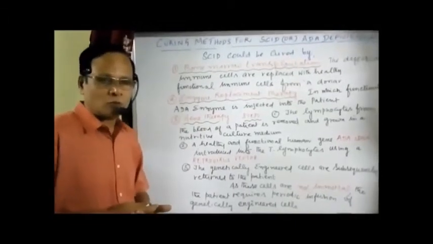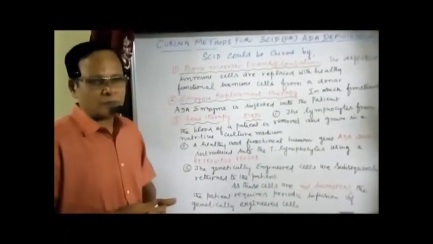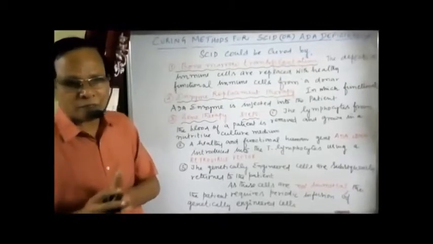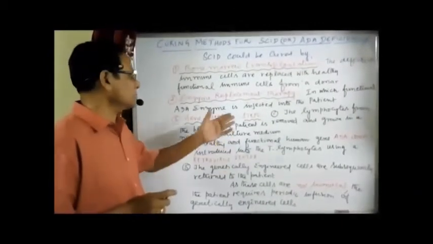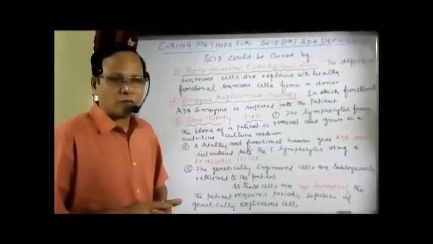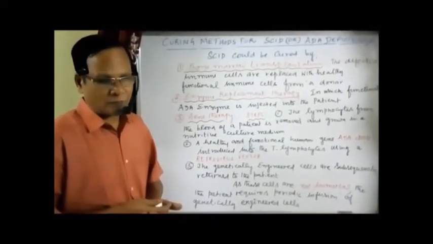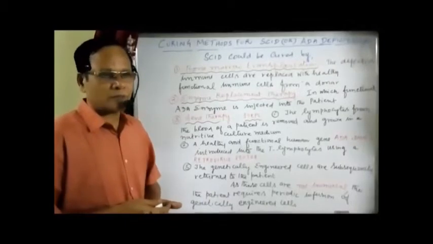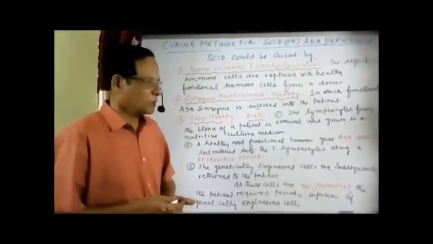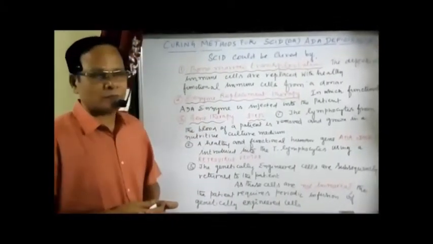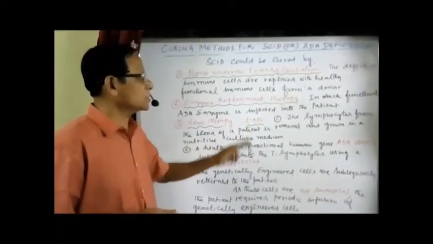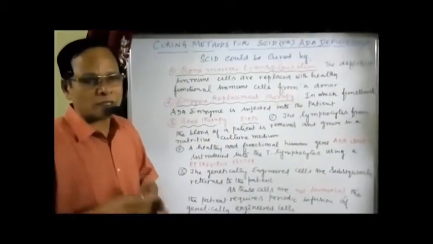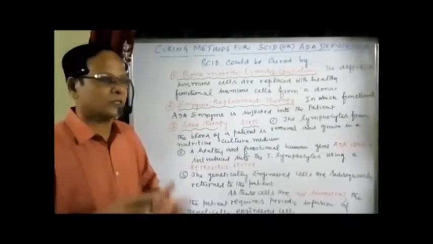But the advanced method is what we call gene therapy. The defective ADA gene is replaced by a normal healthy gene. Now what are the steps involved? First we have to remove the lymphocytes from the blood because they are the main producers of the defense mechanism. So step number 1, the lymphocytes from the blood of a patient are removed and grown in a culture medium which contains nutrients.